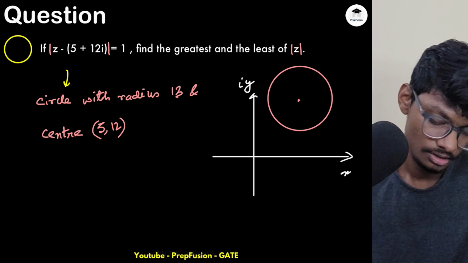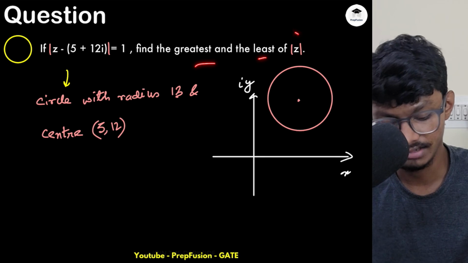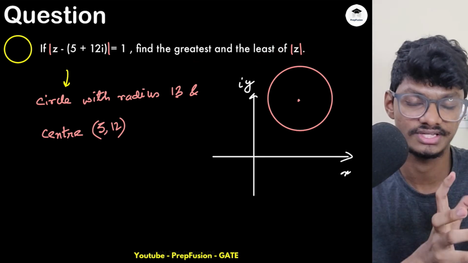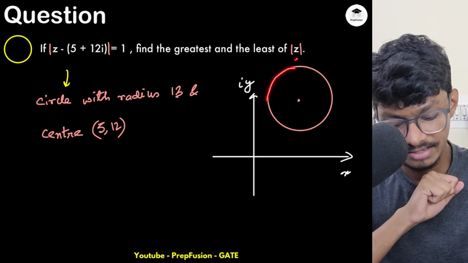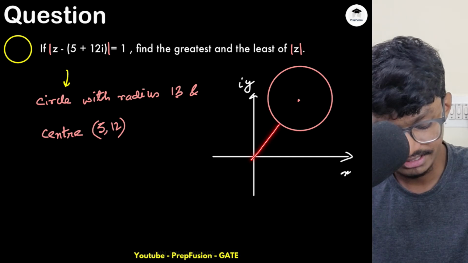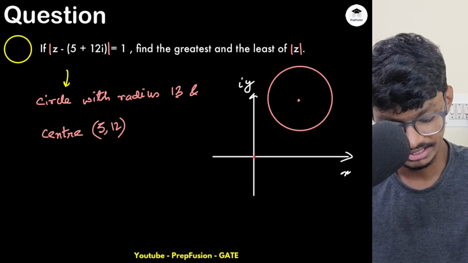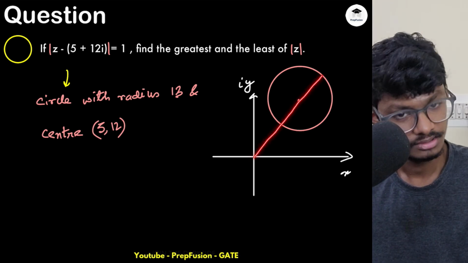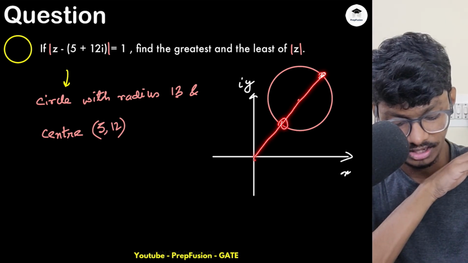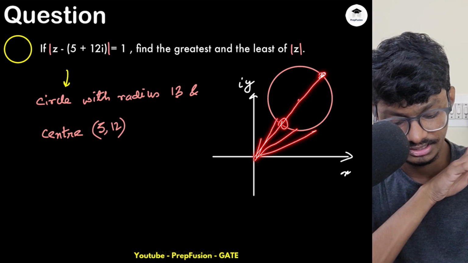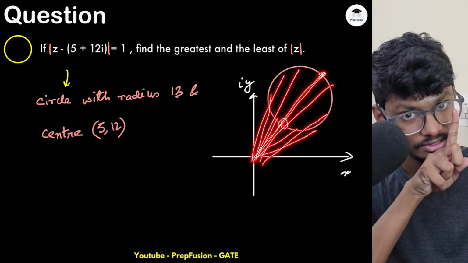So what are they asking? They are asking me the least and the greatest value of the magnitude of z. What does the magnitude of z represent geometrically? It represents the distance from the origin. And z is any point lying on this circle. So what is the highest distance and the lowest distance from the origin? Can you see the hint? If I draw a straight line connecting the center, this will be the highest distance, just at the end, and this will be the shortest distance, because after this the distance is increasing, and then it becomes the maximum.